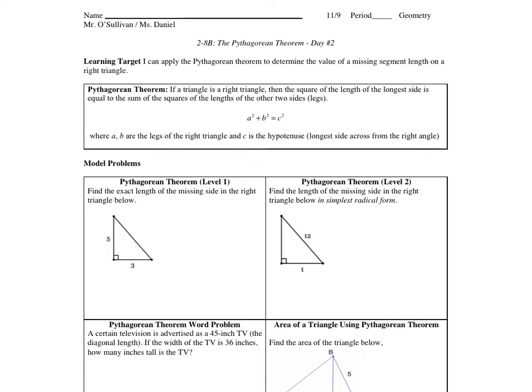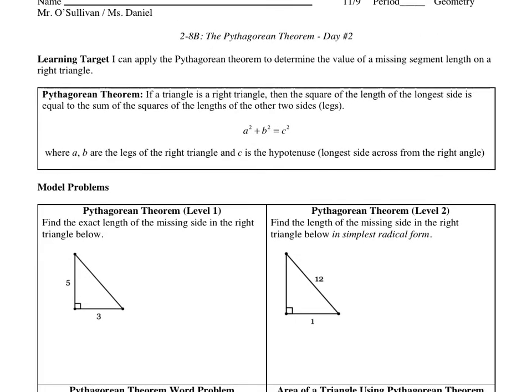Hello ladies, it's Mr. Ursel, and today we're going to be looking at the Pythagorean Theorem again. So today's learning target is the exact same as Thursday's. I can apply the Pythagorean Theorem to determine the value of a missing segment length on a right triangle.